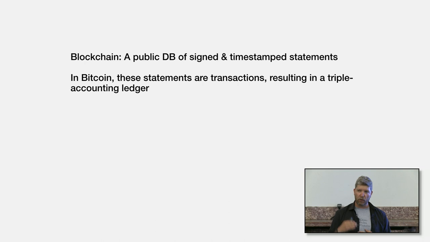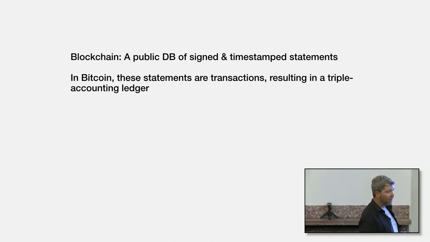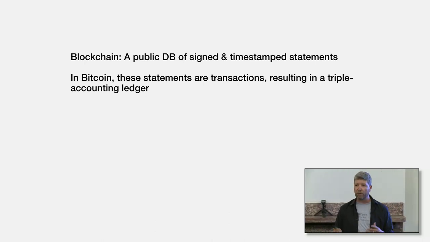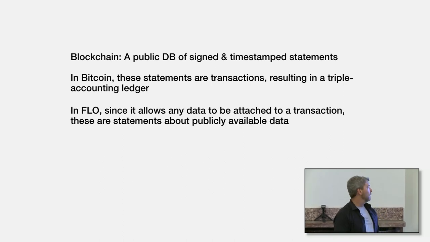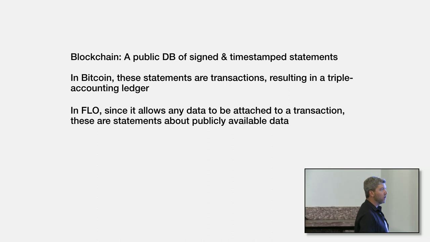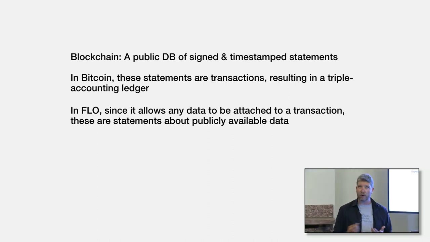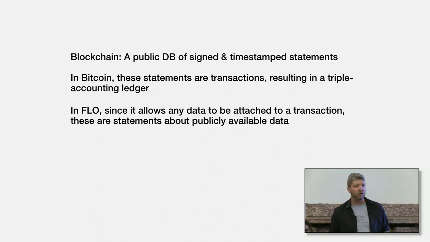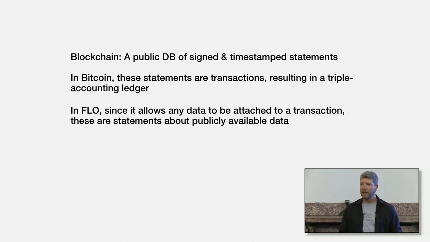Each Bitcoin transaction is just another one of those statements, right? And the result of it being public is that it's a triple accounting ledger. It's totally transparent, and everyone knows the person that sent the money, the person that received the money, and everyone else can validate it. Now, we have another blockchain that was started 4 years after Bitcoin. It's called Flow, and it's very similar to Bitcoin. It's a proof-of-work blockchain.